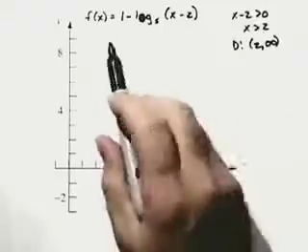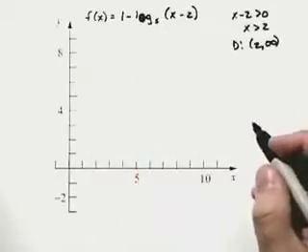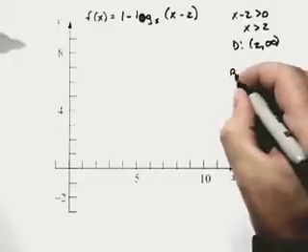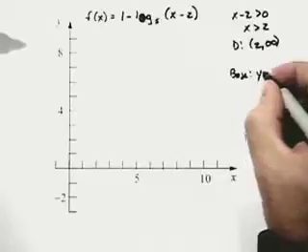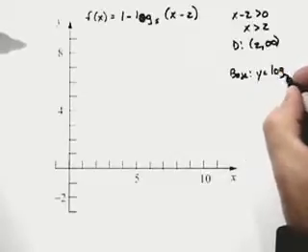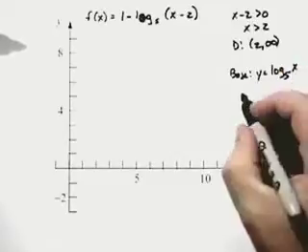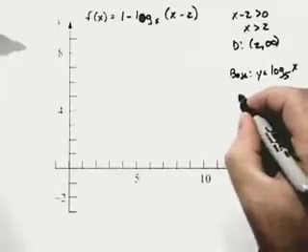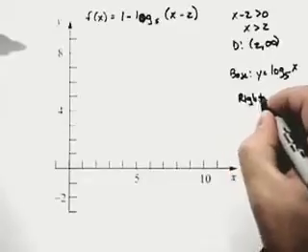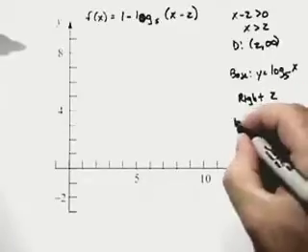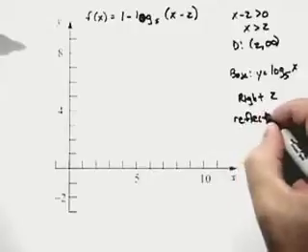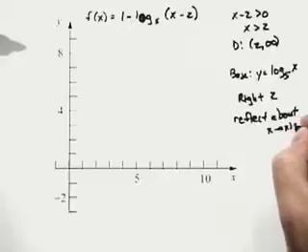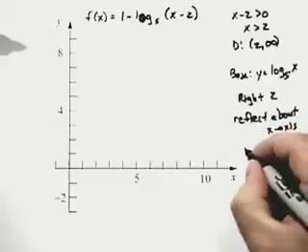In part B, we're asked to graph our function. We're going to do that by using transformations. We'll note that our base function is y equals log base 5 of x. And we'll do some transformation steps. Our steps will be a shift right of 2 units. Then we reflect about the x-axis. And then lastly, we'll shift up 1 unit.